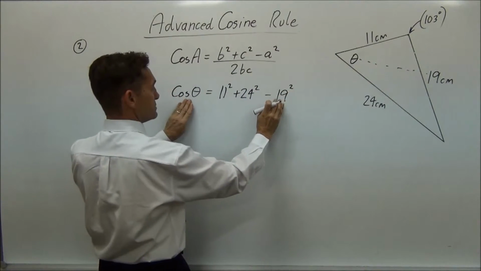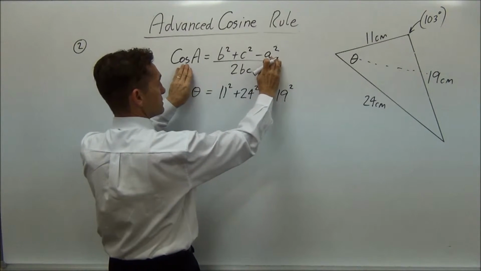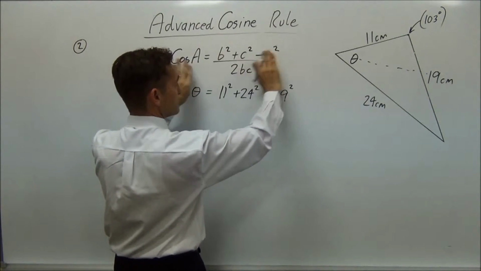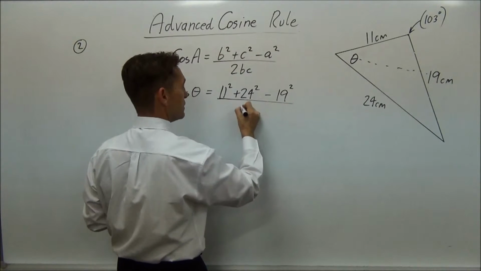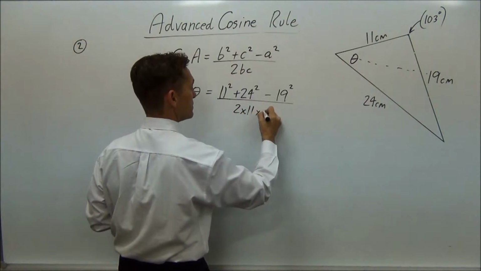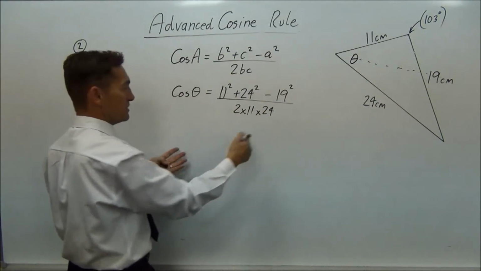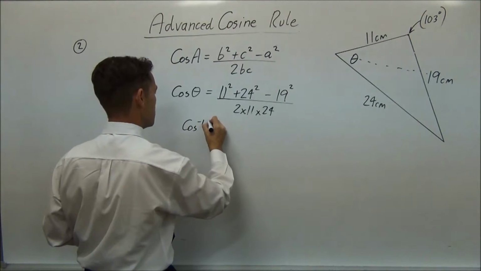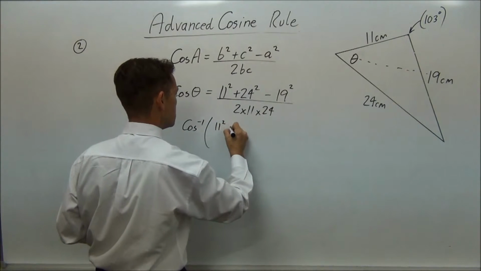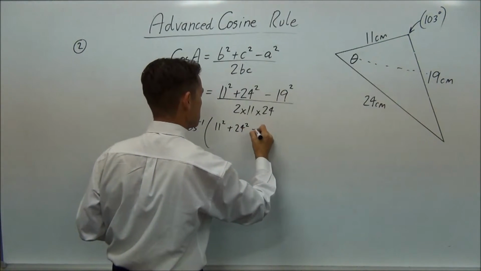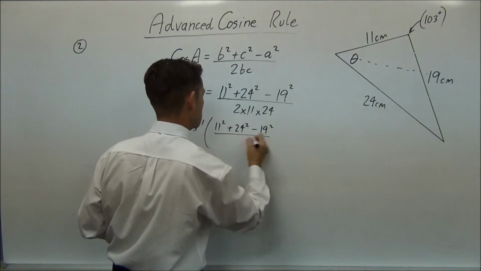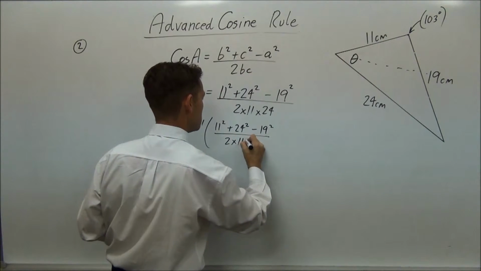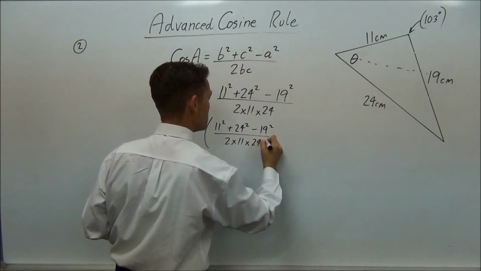See, these two are opposites, so they're on the opposite side. This A is opposite, it's the furthest away. All over 2 multiplied by 11 by 24. Punch in our calculator, so we're going to press cos to the minus 1, 11 squared plus 24 squared minus 19 squared over 2 times 11 times 24.